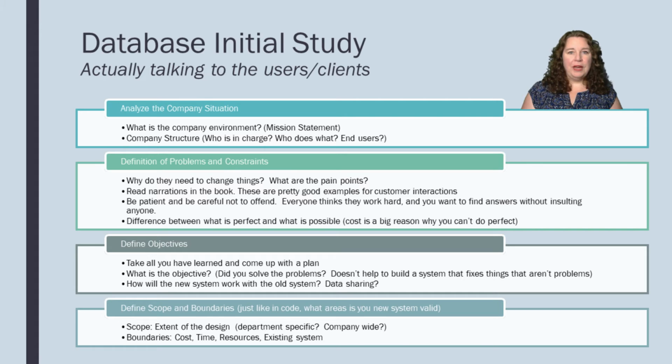And of course, boundaries: cost, time, resources, and the existing decision system. Cost and time are the big ones. Resources is a pretty close second. These come into every conversation in your initial study. This is the cost. This is how much it's going to cost me to build this.